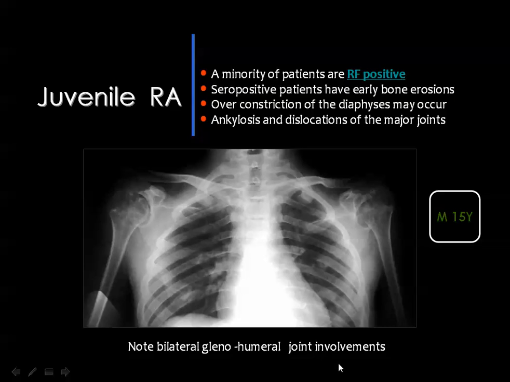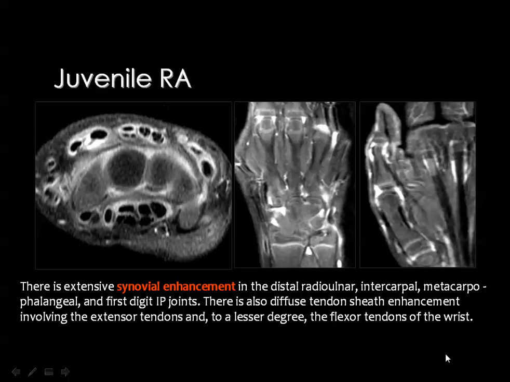In rheumatoid arthritis of the juvenile type, a minority of the patients are rheumatoid positive, and these rheumatoid positive patients may show early erosive changes of the bones. And this is bilateral glenohumeral juvenile rheumatoid arthritis, where you see the decreased bone density, the narrowing of the joint space, and bony erosive changes in the humeral head, especially on the left side.